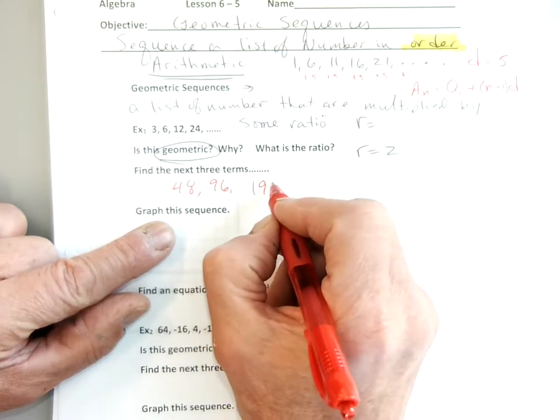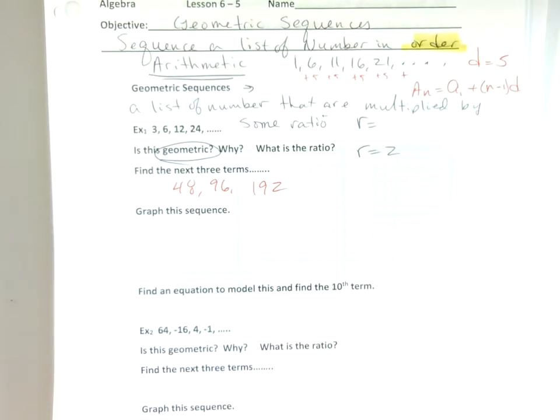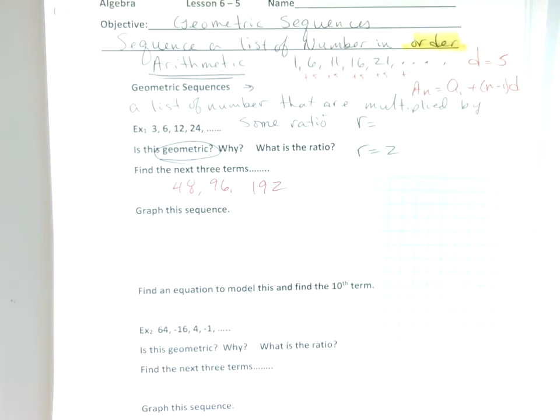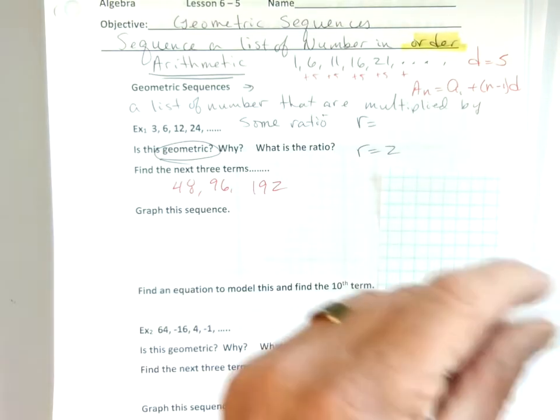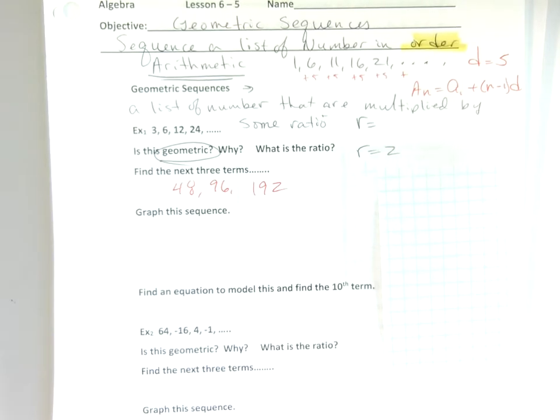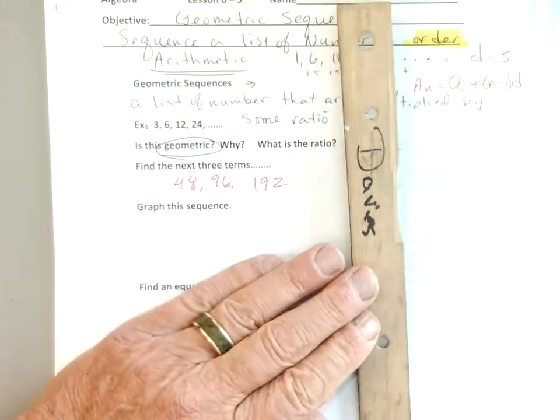192, okay? Now if I want to graph this sequence, I'm going to get a piece of graph paper out. Let's see what it looks like. Give me a second. Let's see if I can graph this. Alright. Get my graph paper out. And I'm going to put down my x and my y axis.